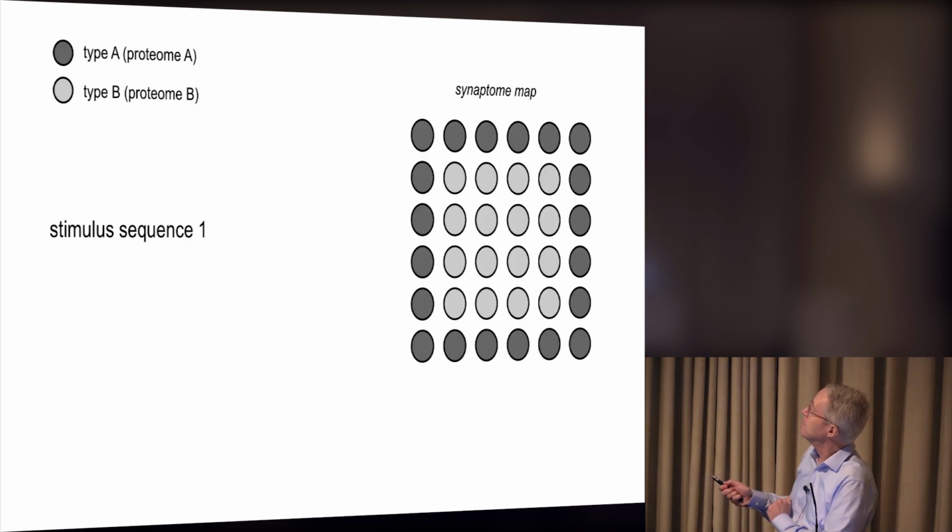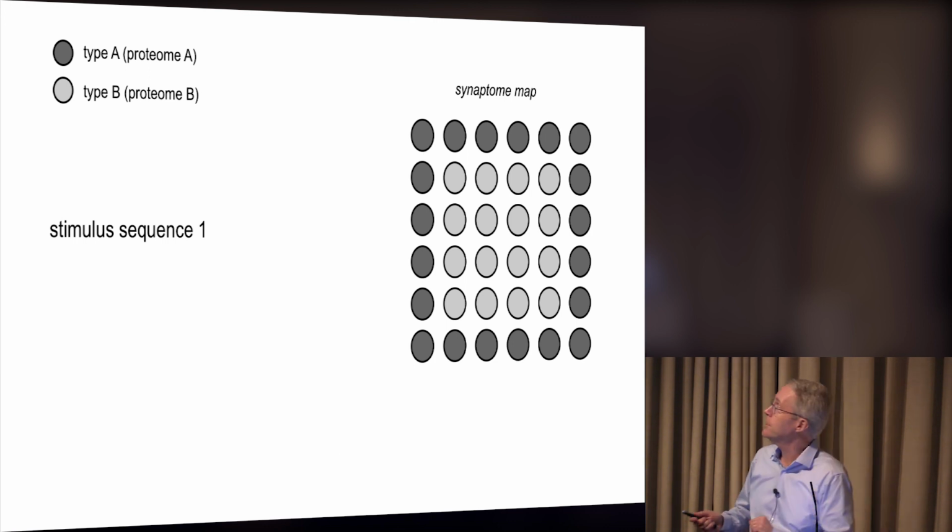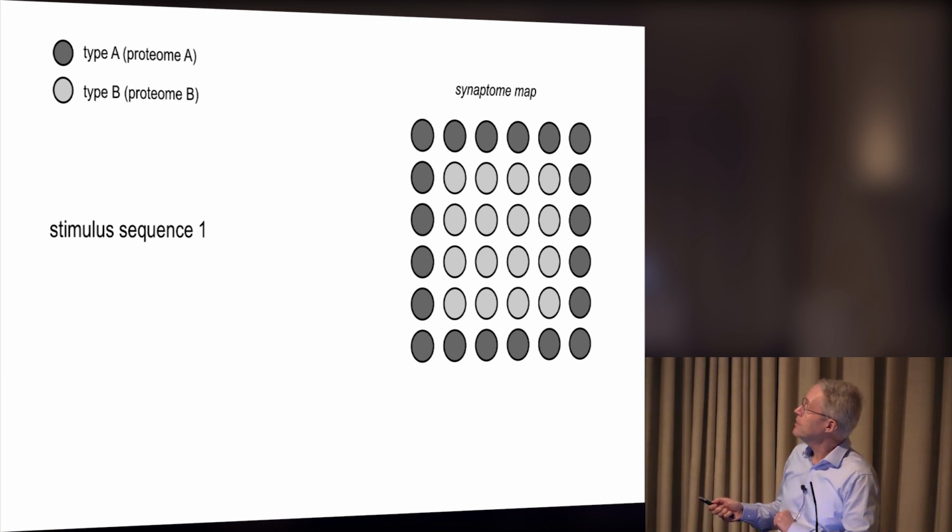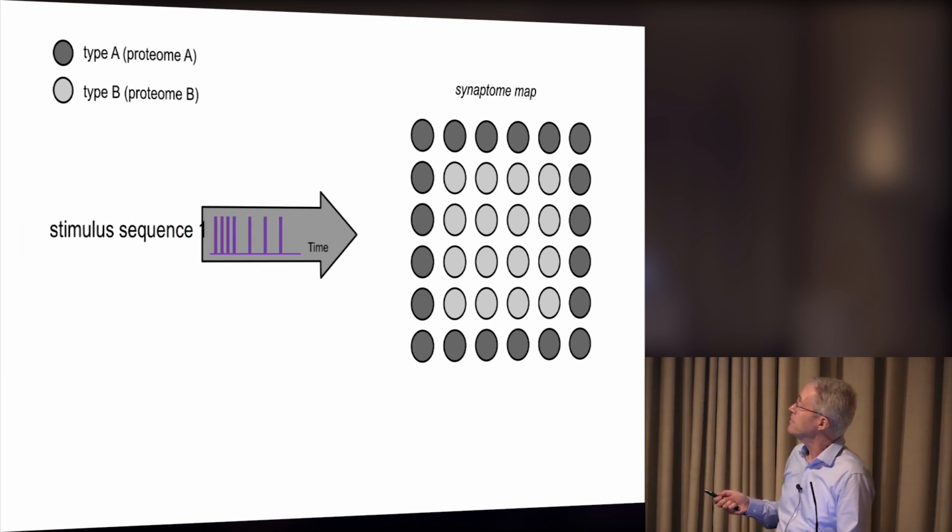Here's a really simple way to look at it. I've got 36 synapses here, and I'm going to just call them two different types, these dark ones and these light ones here. They have different sets of proteins in them. And this is type A and type B. And we're going to stimulate them all equally with a pattern of neural activity.